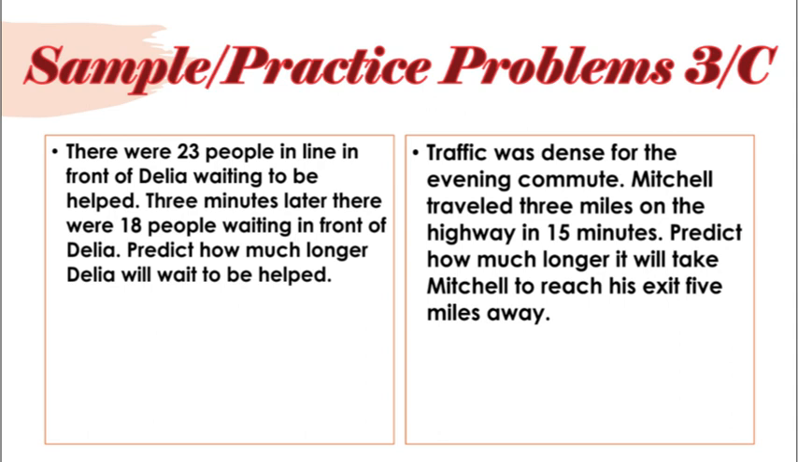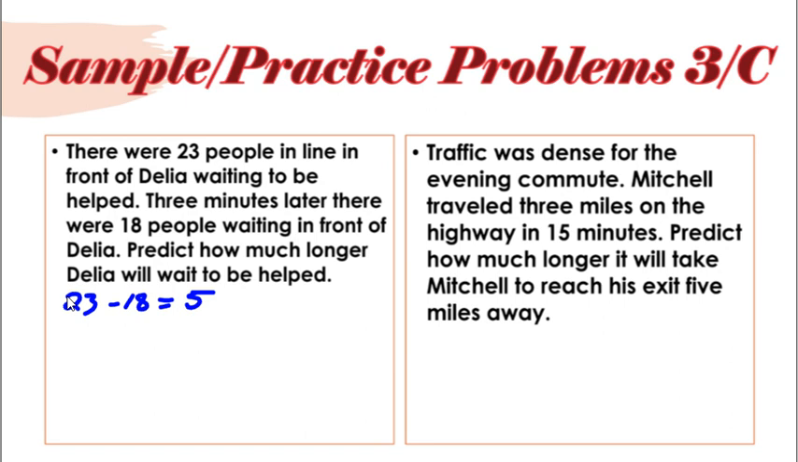There were 23 people in line in front of Delia waiting to be helped. 3 minutes later, there were 18 people waiting in front of Delia. Predict how much longer Delia will wait to be helped. So to solve this one, there were 23 people in line in front of Delia. 3 minutes later, there were 18. So if I subtract 23 and 18, that means 5 people were served in 3 minutes.